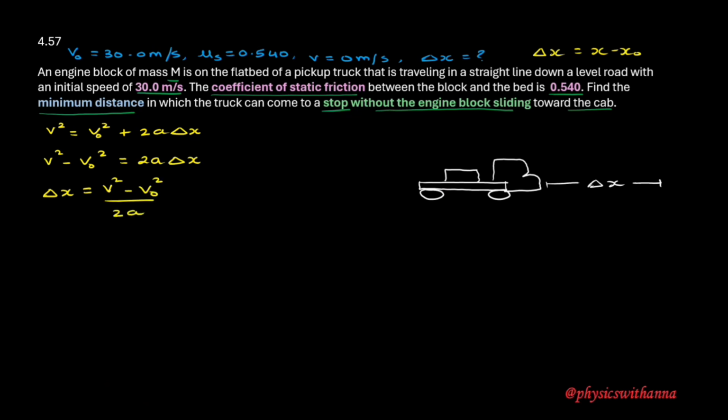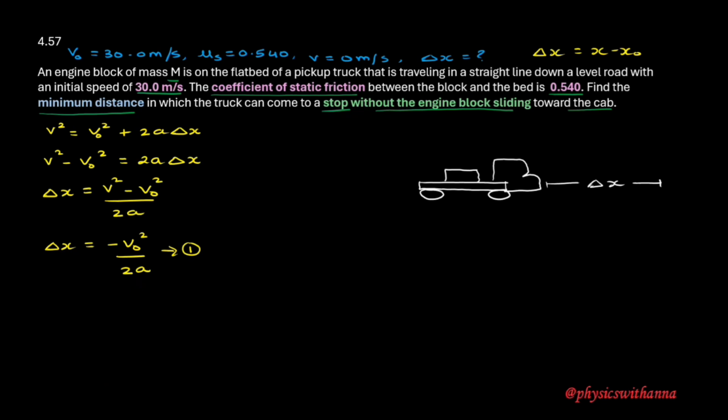The final speed v of the truck is 0. So if I substitute this as 0, I get delta x to be equal to negative v naught squared over 2a. So I need to find what the acceleration a is in order to get the value of delta x. We can write this as equation 1 and come back to it after we find the value for acceleration.